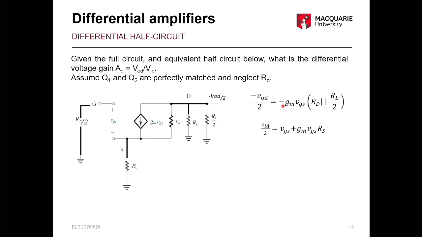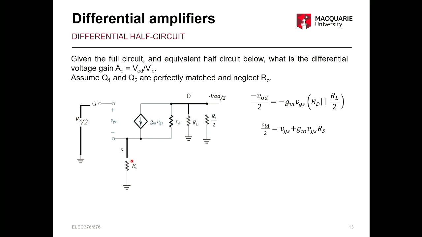So then we need also an expression for our actual input. So VID over 2, according to our model, is going to be this voltage drop, VGS, plus the voltage drop across RS. Okay, so the total drop from input down to ground. And that's going to be, again, GM/VGS, which is the current going through RS. Okay?